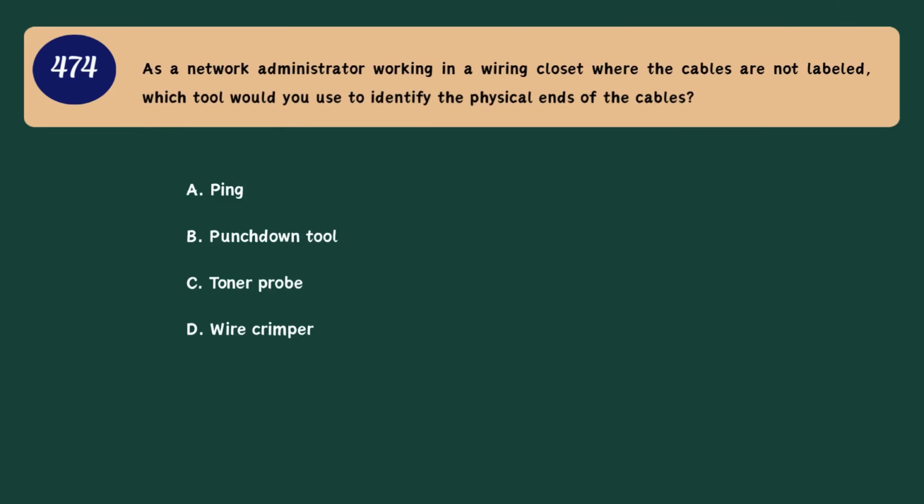Question 474. As a network administrator working in a wiring closet where the cables are not labeled, which tool would you use to identify the physical ends of the cables? A. Ping. B. Punch-down tool. C. Toner probe. D. Wire crimper.